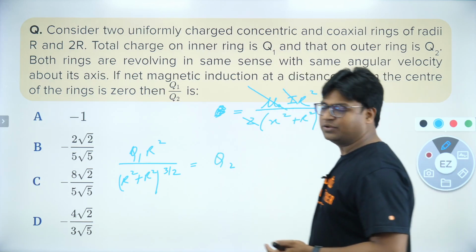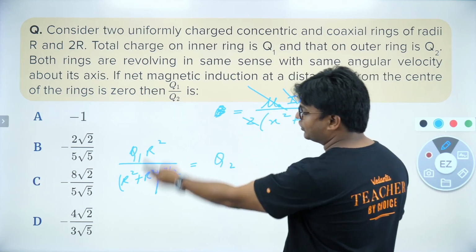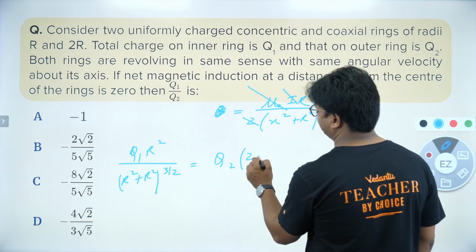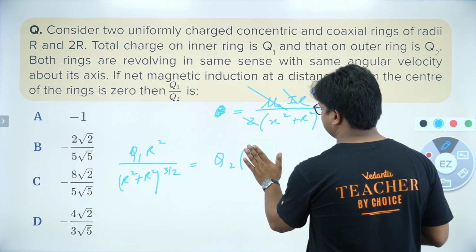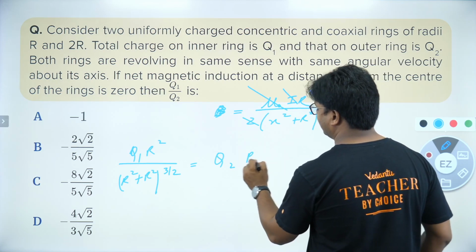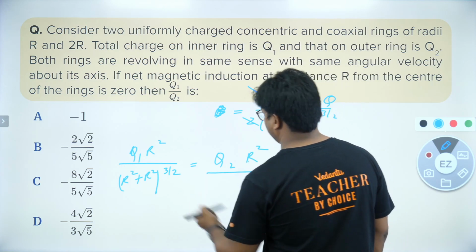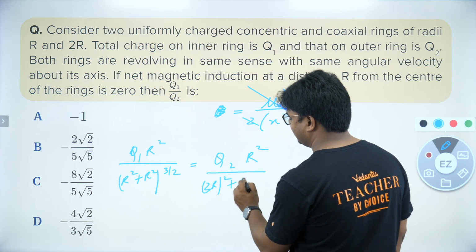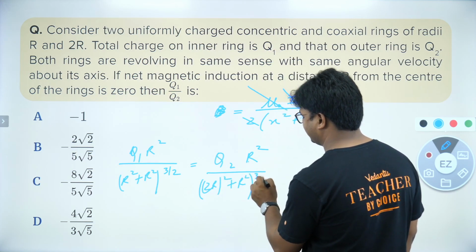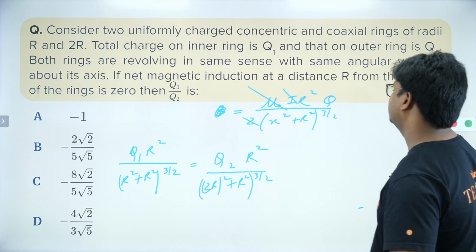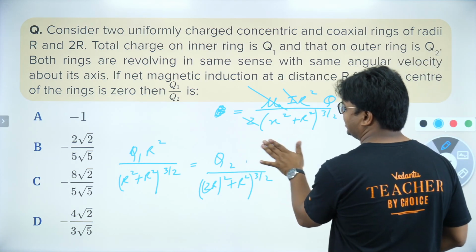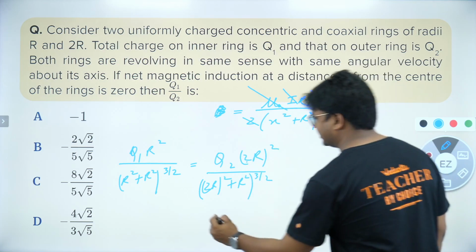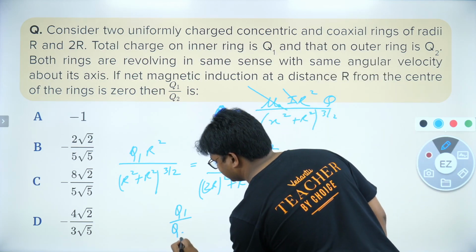I'm only looking for magnitude, right? So I'm not paying attention to the signs. We have already concluded that the signs will be opposite. So I'm only looking for magnitude now. So x will be R only, R square, and then we will have a 2R square plus R square raised to power 3 by 2. So, oh, actually radius of the rings are different. So here 2R square will come. That's it. Q1 by Q2 will be how much?